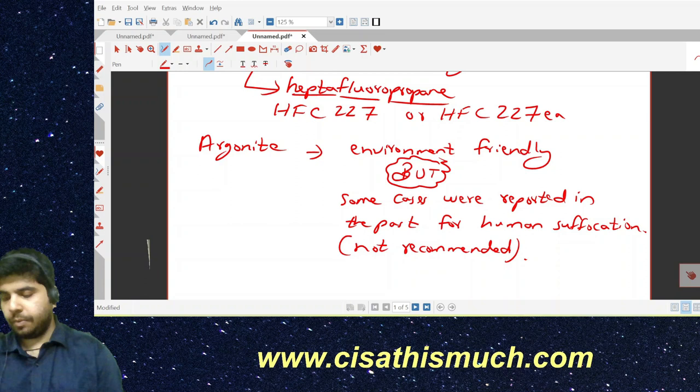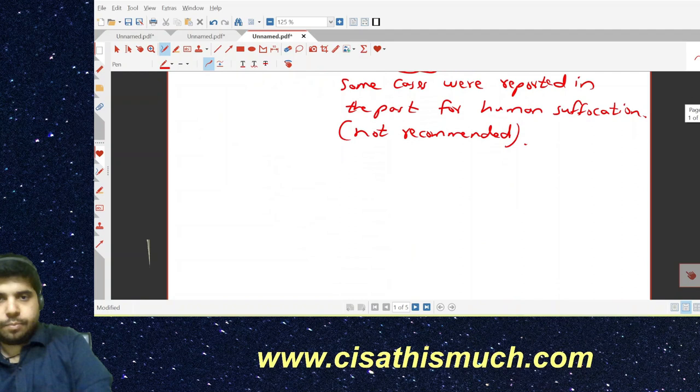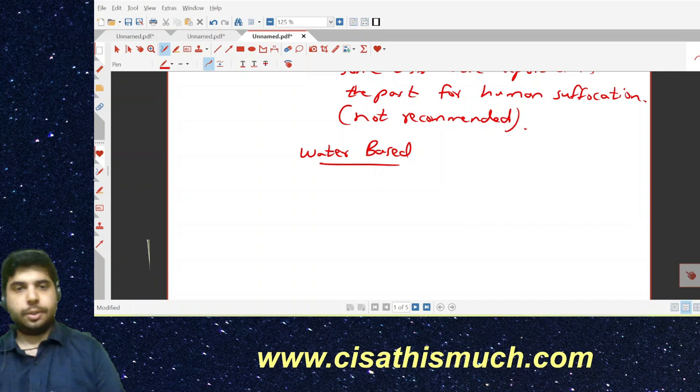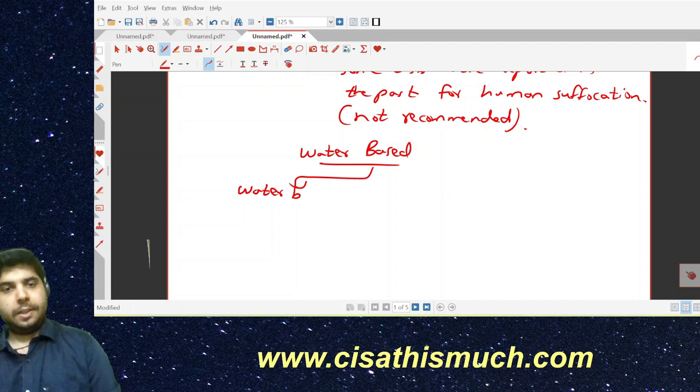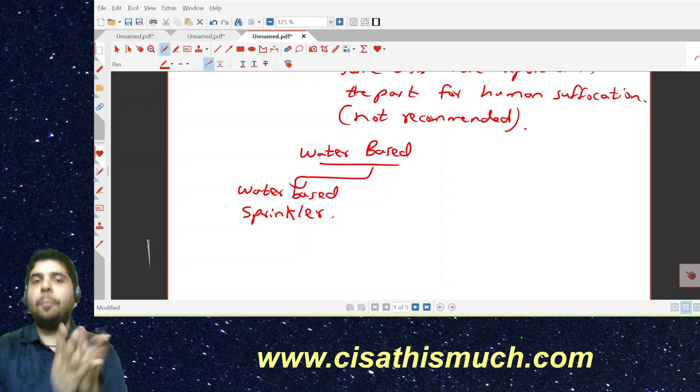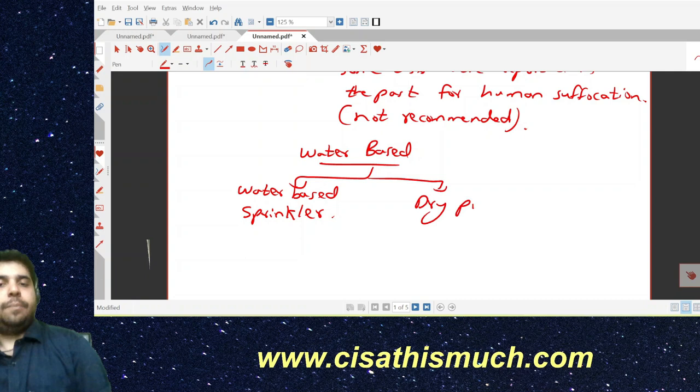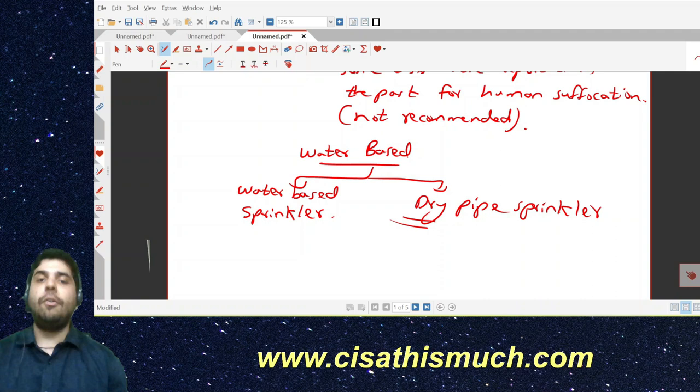The next one is water-based. Water-based sprinkler. Why do I have to stress on water-based when we are discussing water-based? Because there is one more kind of water-based, which is called dry pipe sprinkler. Don't go with the name: even though the word uses dry, it is also a part of water-based, right?